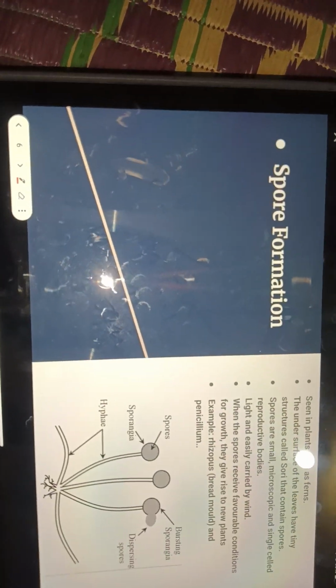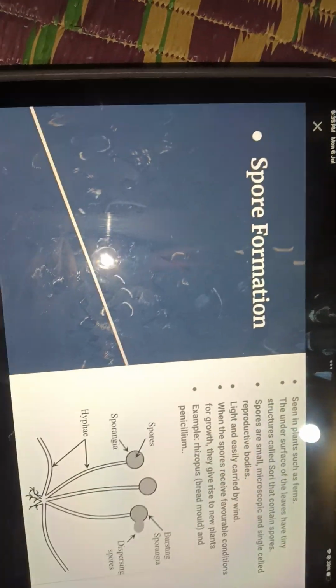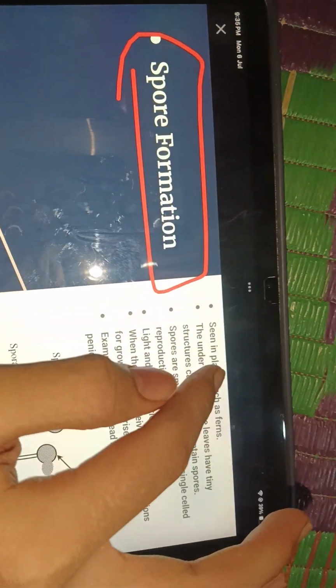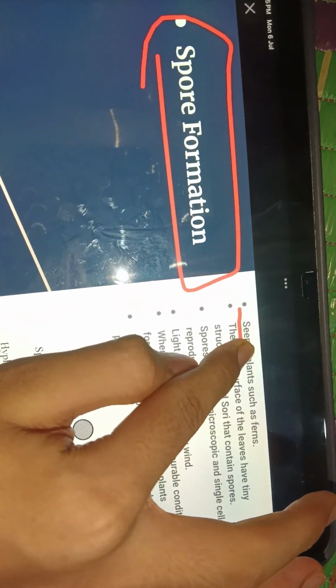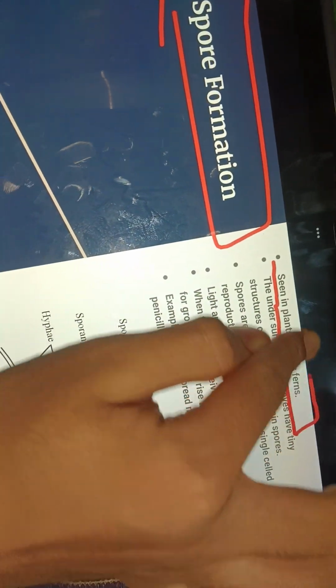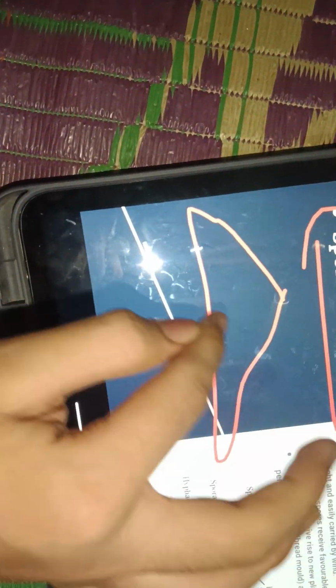Good morning, everyone. Today we are going to start our new topic of asexual reproduction, that is spore formation. This is seen in both plants and fungi, but we will first continue with plants. It is seen in plants such as ferns. Let me make a fern over here.